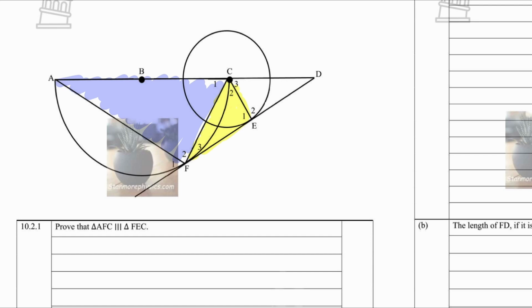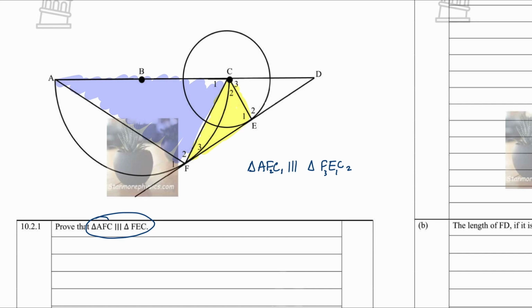So one way we could approach it is by examining what they are asking us to do. So if I had to write this out, triangle AFC is similar to triangle FEC. In AFC, F is specifically angle F2 and C is specifically C1. Then in triangle FEC, F is F3, E is E1, and C is C2.